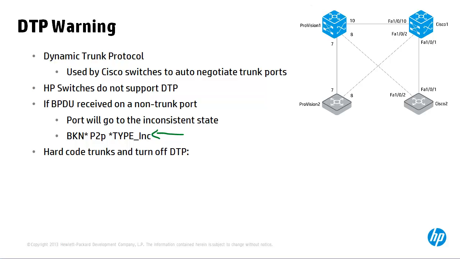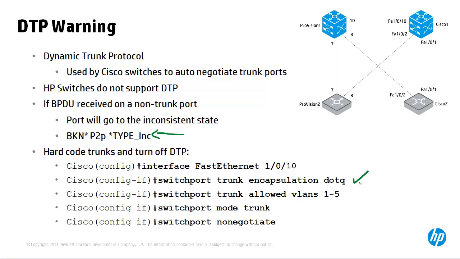So as an example, the encapsulation is set to 802.1Q. The permitted VLANs, or allowed VLANs, are 1 to 5. The port is manually configured as a trunk and DTP is turned off. If you type show spanning-tree on a Cisco switch and see this message, it may be because DTP has not been able to negotiate properly, so turn it off.